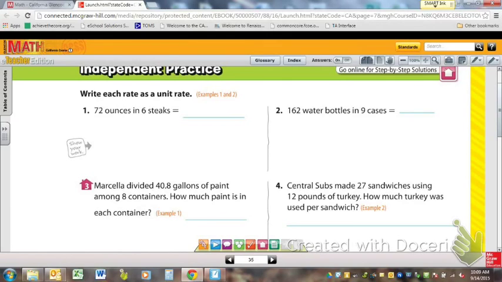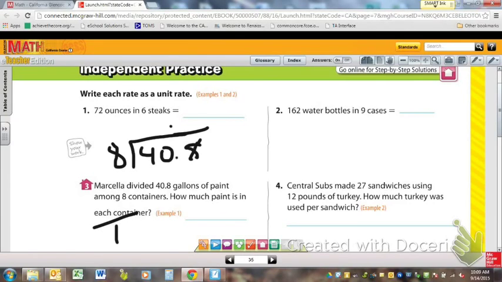Some problems will require them to divide using fractions or decimals. For example, number 3, 40.8 gallons of paint among 8 containers. How much paint is in each container? So 40.8 divided by 8, and we'll have 1 container. And we'll get 5. Bring down the 8, and 8 into 8 goes 1. So 5.1 gallons are in one container of paint.